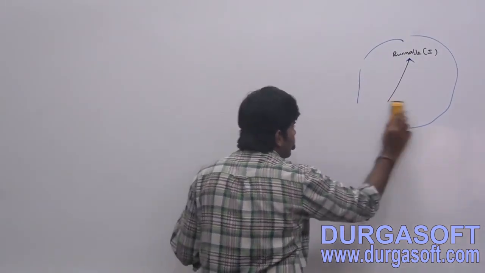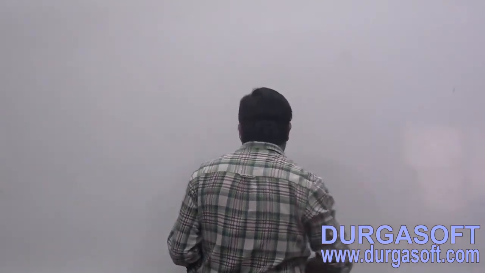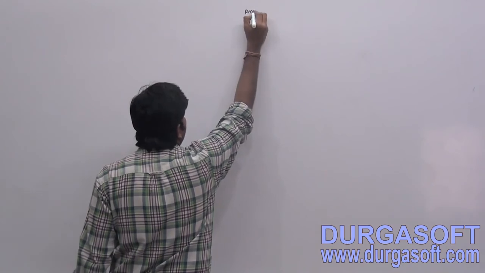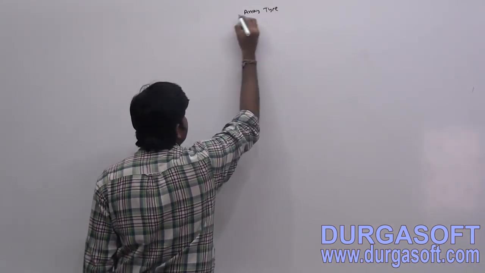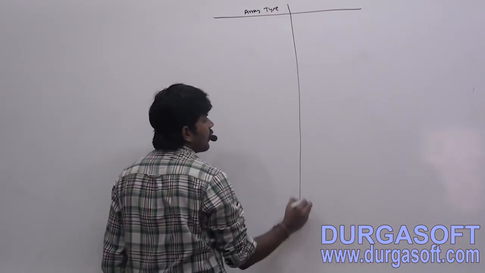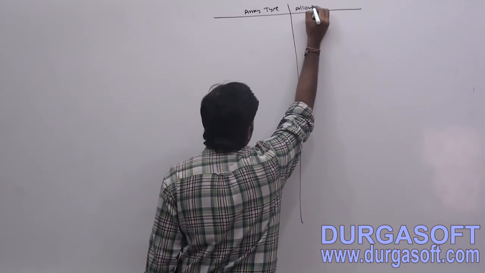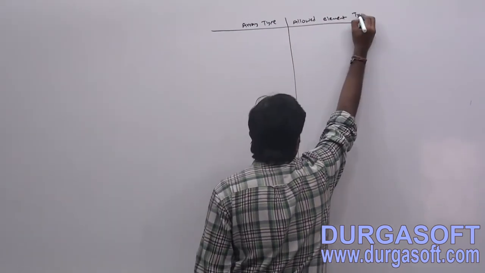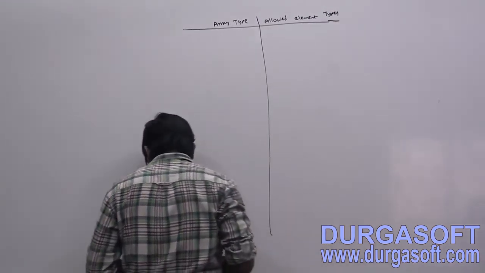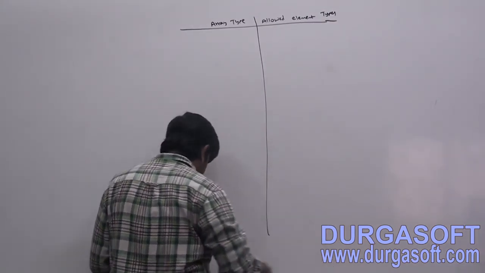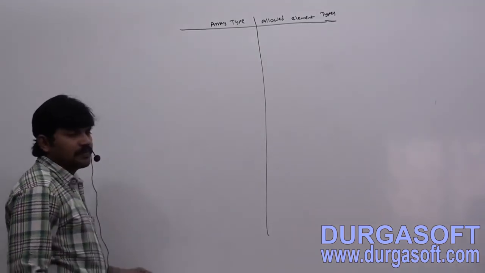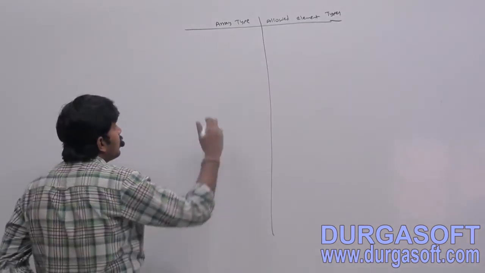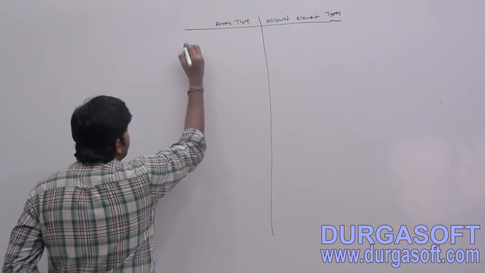Next, sir, let me summarize whatever cases we covered. Now listen well. Here I am taking array type and the allowed element types. Array type, allowed element types. Sir, first one here, see: primitive.